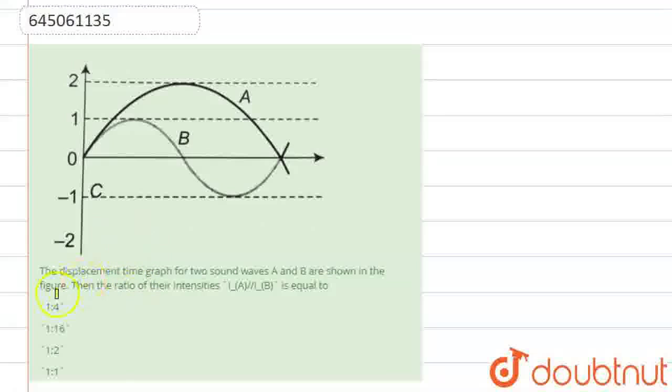Well, hello students. Now we're going to see this question. The question says that the displacement time graph for two sound waves A and B are shown in figure. Then the ratio of their intensities IA by IB is equal to. So basically, how are we going to find it?